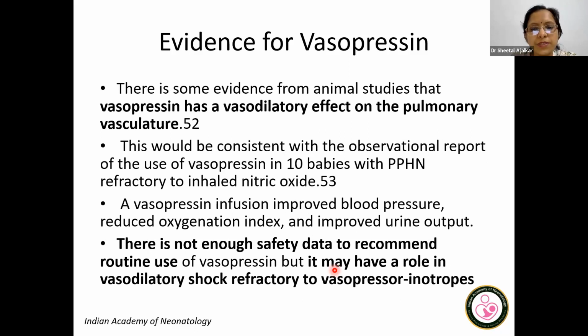Vasopressin infusion has shown, in 10 babies with PPHN, that it improved blood pressures, reduced the oxygenation index and improved the urine output also. But there is not enough safety data to routinely recommend vasopressin in PPHN. But it may have a role in vasodilatory shock refractory to vasopressor inotropes, and some evidence is there in babies with PPHN which are refractory to iNO.